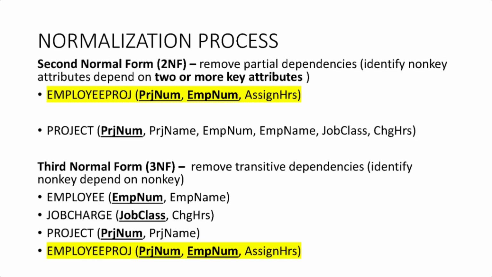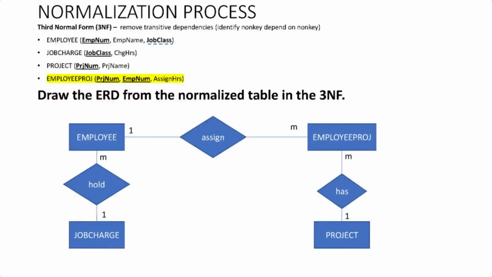Charge hours is a non-key attribute depending on the non-key attribute job class. But when we put it into third normal form, job class becomes the primary key because it is a unique attribute that can identify the charge hours. What we have left is the project name, which is a non-key attribute that depends on project number, which is the key attribute, and it is under the project relation. In the second normal form, we already identified the partial dependencies, and the relation is employee project. We write that again and put it under third normal form. So altogether, under third normal form, we have four relation schemas: employee, job charge, project, and employee project.